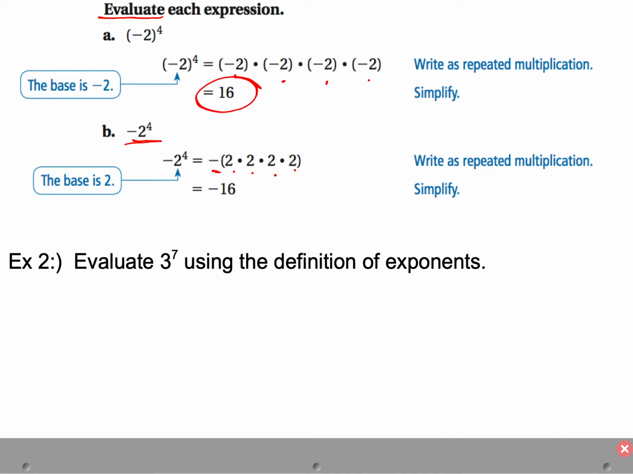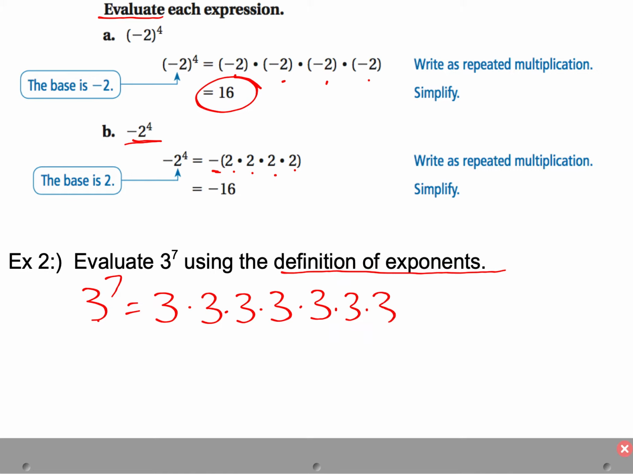Okay, example 2. Evaluate 3 to the 7th using the definition of exponents. So this is not typing into the calculator 3 to the 7th power. It is using the definition of exponents. The definition of exponents is that I use 3 as a factor 7 times. So I'm writing 3 multiplied out 7 times.